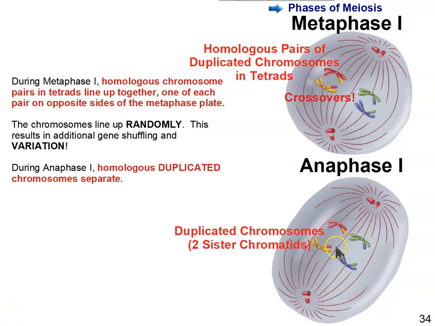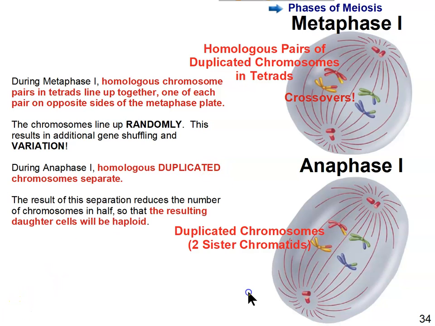And then in anaphase I, homologous duplicated chromosomes separate. So they're still duplicated chromosomes. That's why duplicated is all in caps. And that represents the reduction in chromosome number. So if you're asked, for example, when during the process of meiosis the reduction in chromosome number occurs, you'll want to answer anaphase I, because that's when the homologous chromosomes separate.